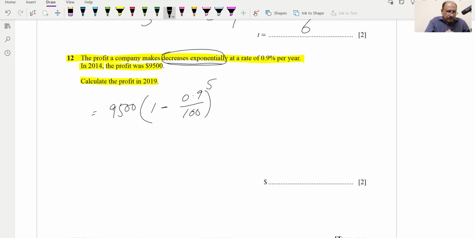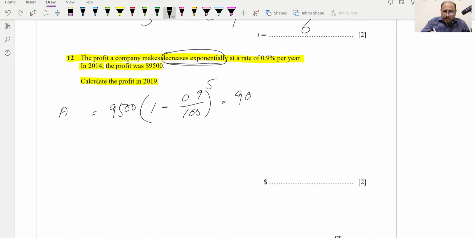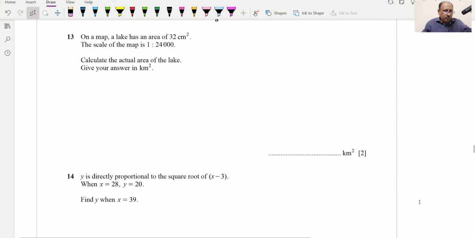So this will be basically amount and this will be equal to 9500 times 1 minus 0.9 over 100, raised to the power 5, which is equal to 9080. This will be the final answer for our question number 12, a 2 mark question. Now we can move to question number 13.